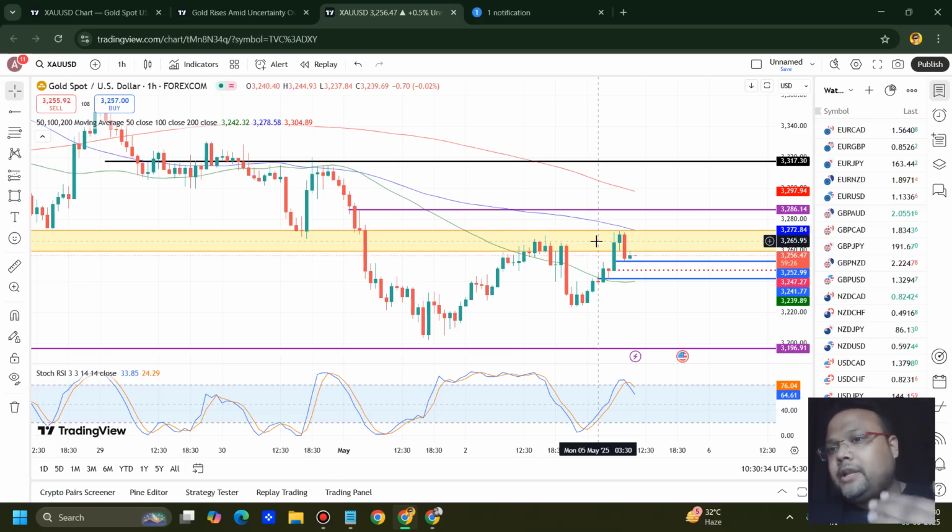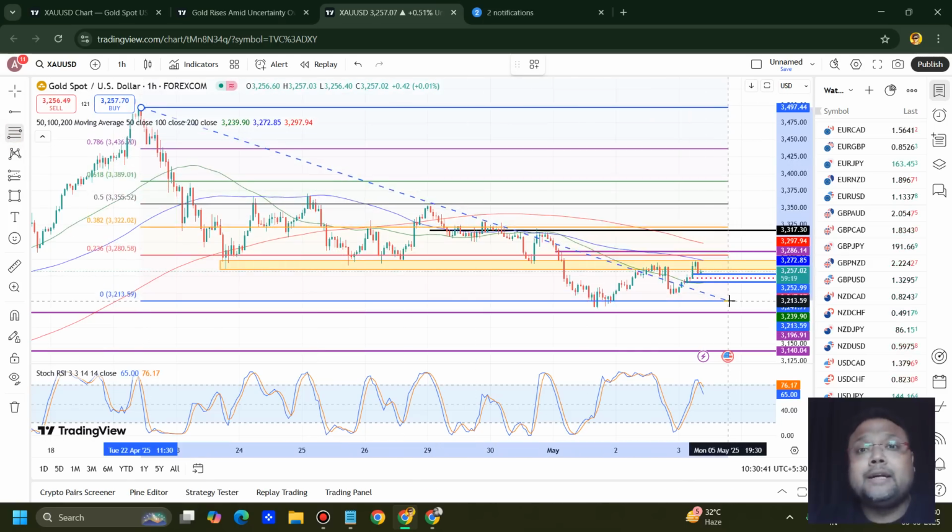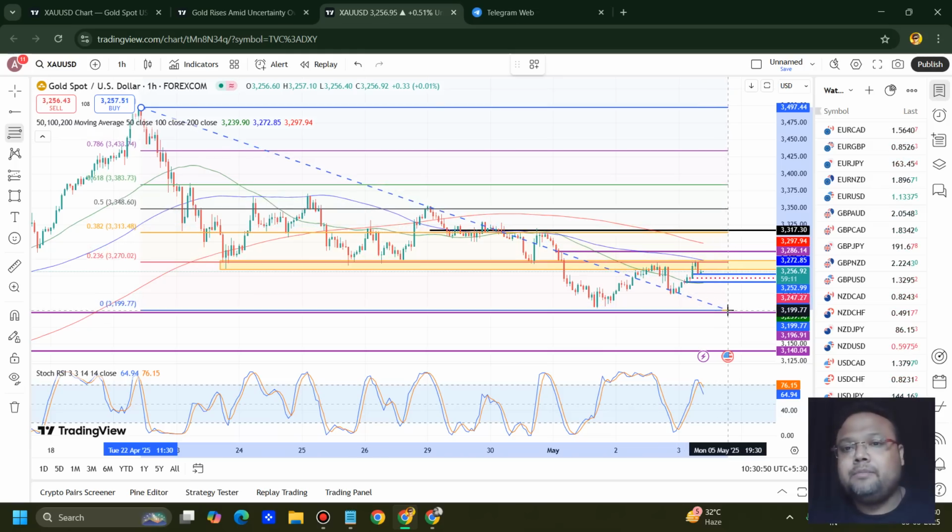And around 3286 there is a possibility that we may see some selling opportunity. If you see a selling opportunity, then only take a sell. Do not place buy and sell blindly, because we are traders, not gamblers. Okay, there is a thin line between trading and gambling. Do not make the mistake.